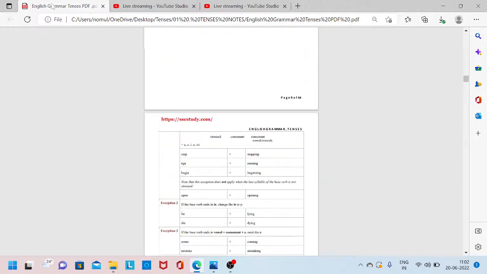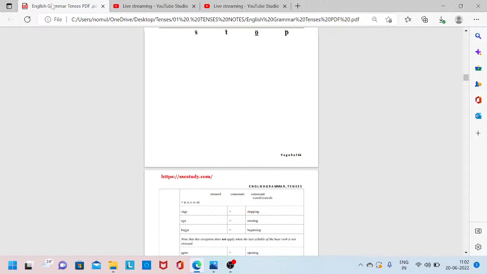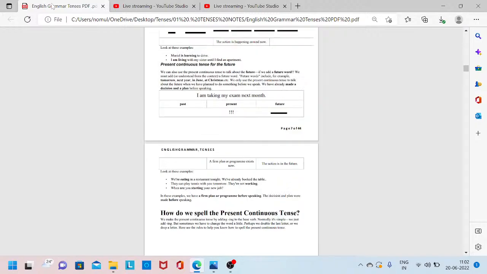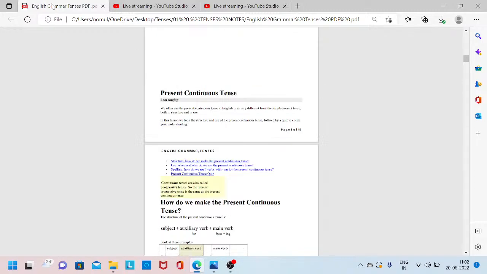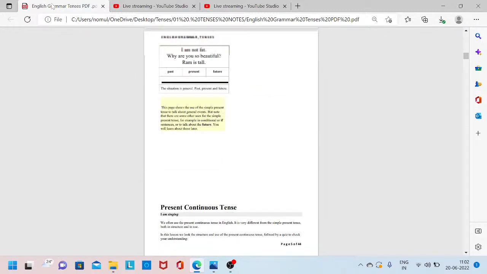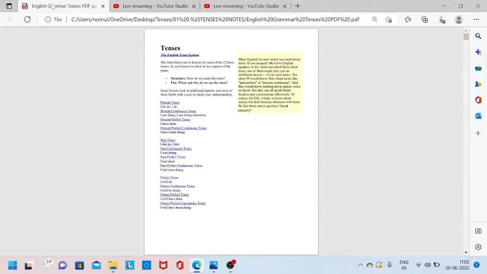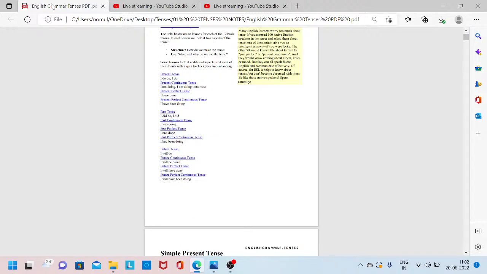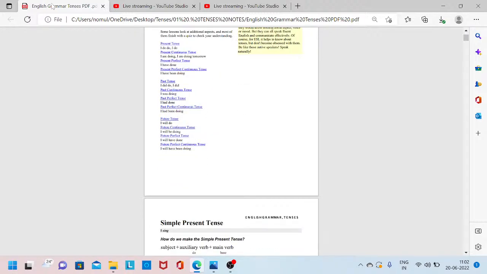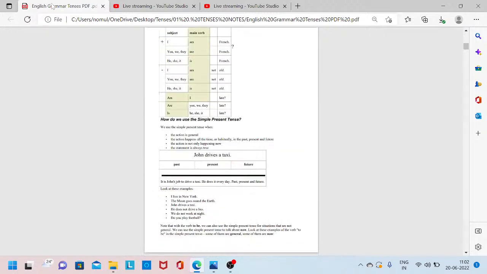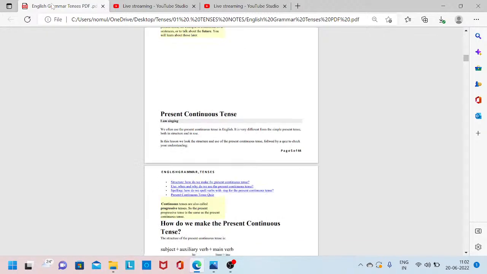And yesterday we went through present continuous and present tense. Okay, so today we'll do a little more; present tense and present continuous tense we have gone through. So let us move to the next lesson.